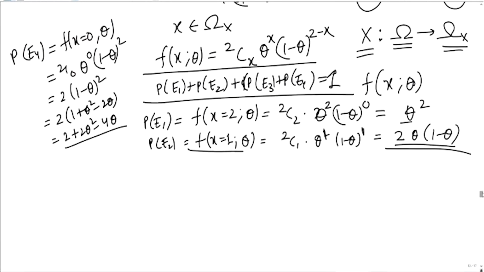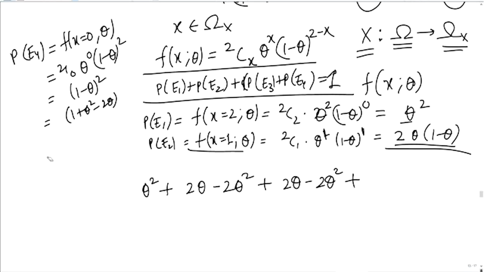When we take their summation, what we get is theta square plus 2 theta minus 2 theta square plus 2 theta minus 2 theta square plus, so here it won't be a 2 in E4, because it's 2C0, so it will cancel out. So, it would be just 1 minus theta square minus 2 theta. So, 1 plus theta square minus 2 theta.